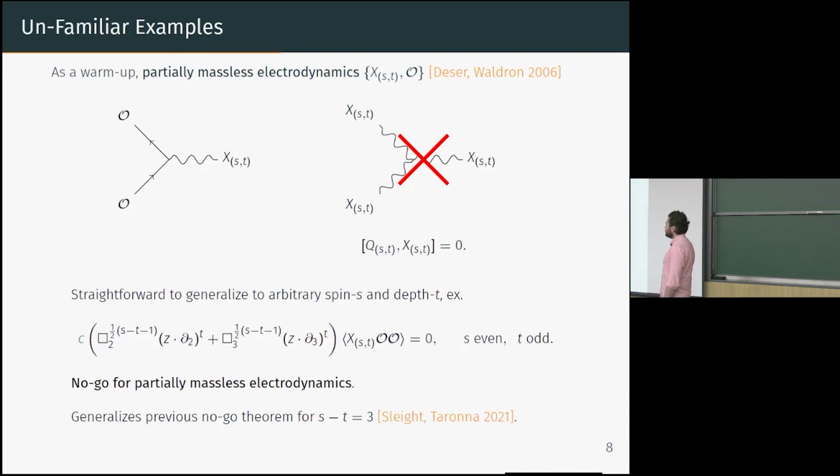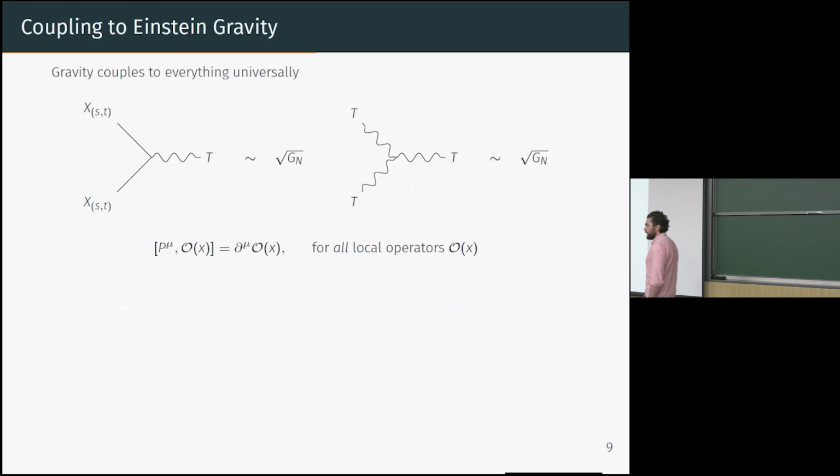It's actually pretty straightforward to generalize this to all different cases, models of this partially massless electrodynamics type. So for example, for S even and T odd, you get some identity that looks like this. And in all cases, the only way to make this satisfied is to set the coupling to 0. And so there's a no-go theorem for models of partially massless electrodynamics that generalizes previous things that had been discussed before. Okay, but that was an ad hoc construction.